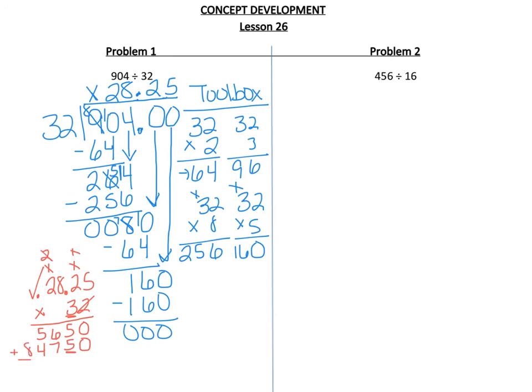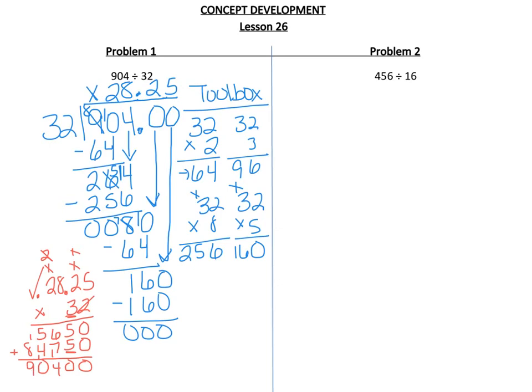So now I'm going to add. 0. 5 plus 5 is 10, right? Carry the 1. 6 plus 7 is 13. 13 plus 1 is 14. Carry the 1. 5 plus 4 is 9. 9 plus 1 is 10. Write the 0. Carry the 1. 8 plus 1 is 9.